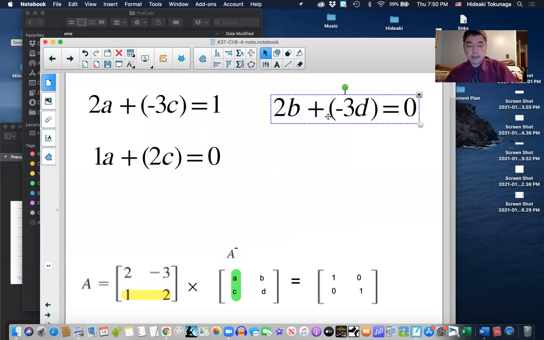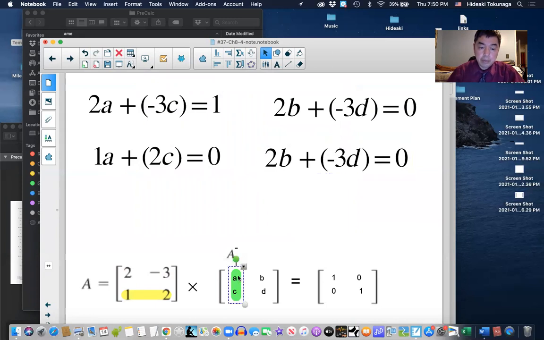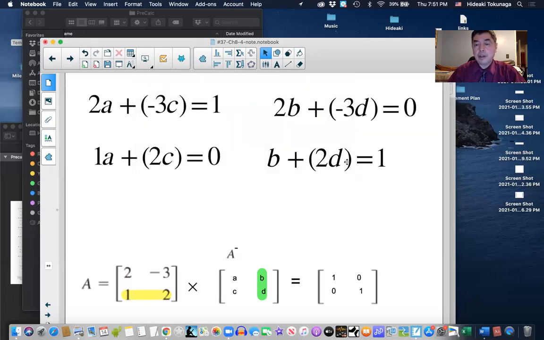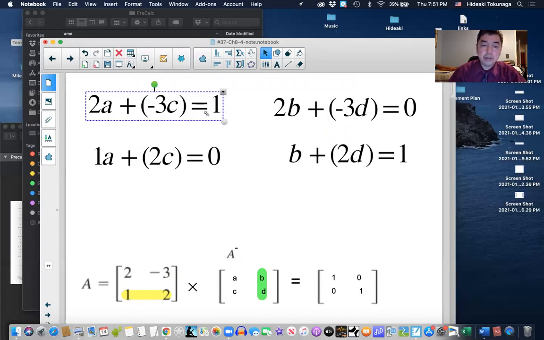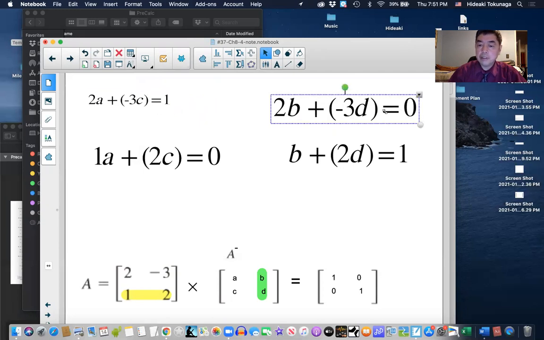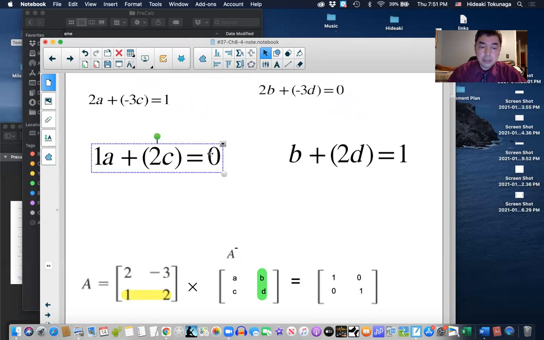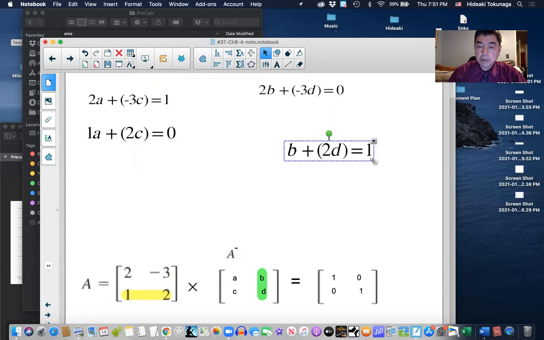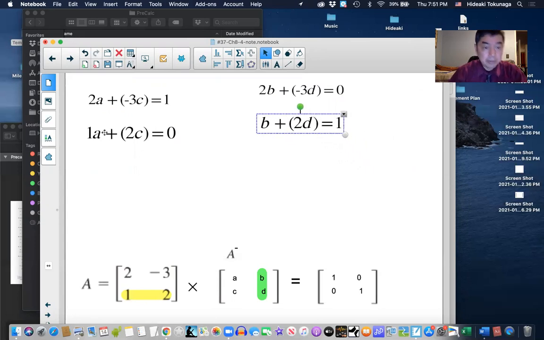Now I cut and paste here, and I move the highlighter here. 1 times B, and positive 2 times D equal this time 1. Okay. All right. I hope you can see this. Now I will make each one of them a little smaller, so it might be easy to solve it. What you see right now, maybe the easier one is you can start solving for this.